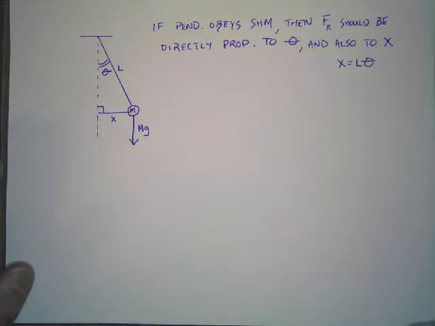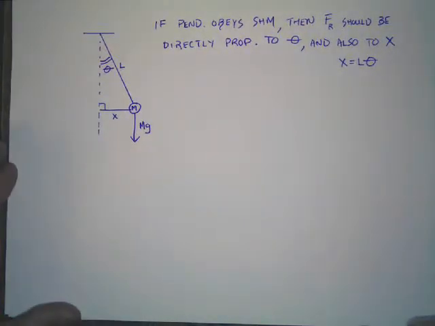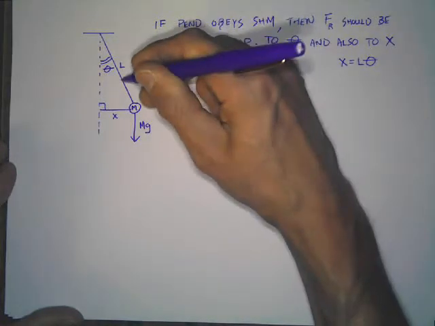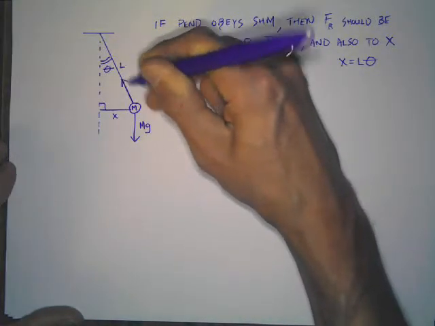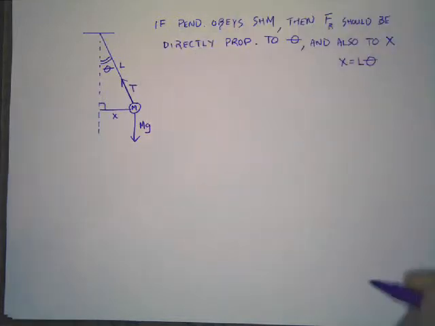Also, we have a tension that acts on the mass, and that tension force is going to act in the direction of the string. The string is pulling on this object. And that's it. Those are the only forces that you have, just those two things. We don't worry about friction or air resistance or anything like that.